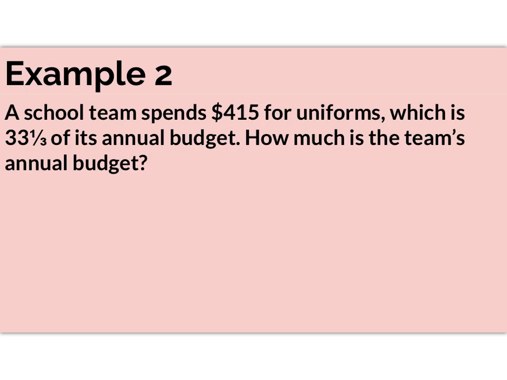Okay, our second example. A school team spends $415 for uniforms, which is 33 and 1/3% of its annual budget. How much is the team's annual budget? So again, this should be 33 and 1/3%, and I'm sorry for the confusion there. So 33% of the total budget equals $415, if that makes sense. So let's solve this on the next page.